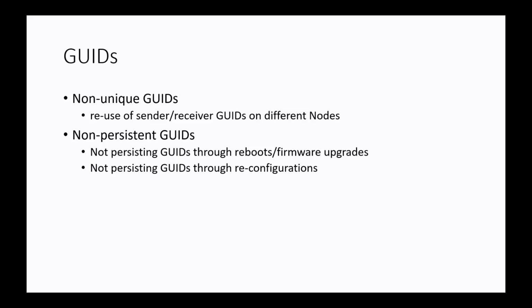But one of the biggest issues we found are non-persistent GUIDs. I reboot a device or I upgrade its firmware. Oh, look, all the GUIDs have changed. Worse than that is if I reconfigure the device and all the GUIDs change, because that reconfiguration might be an operational reconfiguration that jumps from UHD to HD.